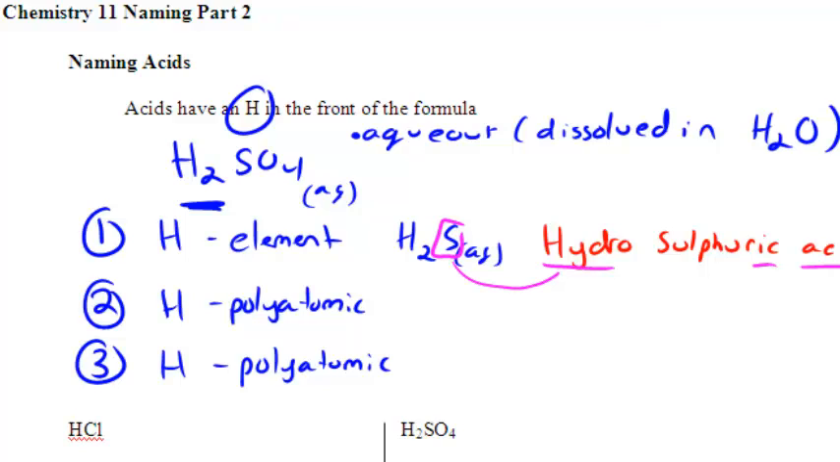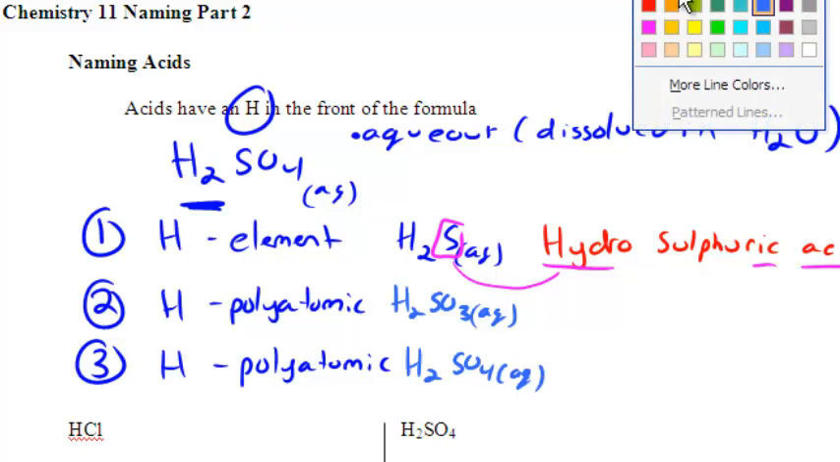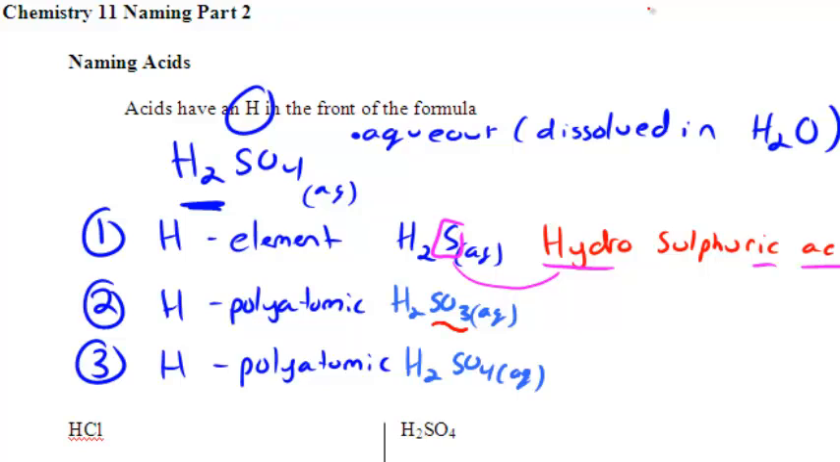So let's compare it to H2SO3 and H2SO4. Both situations start with H, so we know it's an acid. There's AQ after it, so we know it's an acid. This time, instead of an element, it has a polyatomic ion, which is on the back of the polyatomic ion sheet, or periodic table of elements. If you look at the names, SO3 is sulfite with an ITE ending. SO4 is sulfate.